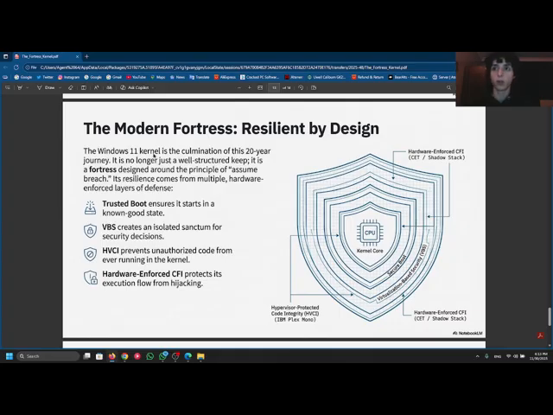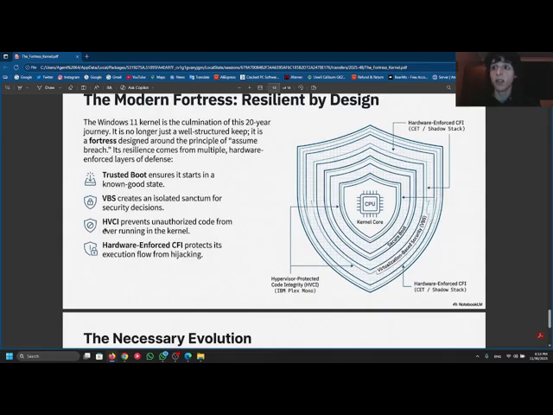Now, here we go to the NT kernel of Windows 11. We've had a lot of updates to the security, and we've got trusted boot now, VBS, HVCI, and hardware enforced CFI. Trusted boot ensures it starts in a good state, no problems, no errors. And VBS isolates enclaves for security decisions. It isolates a file and asks you, do you want to keep it or run it? And HVCI prevents unauthorized code from ever running in the kernel, like unsigned code. It will be checked, unsigned, rejected. And hardware enforced CFI protects execution from hijacking.